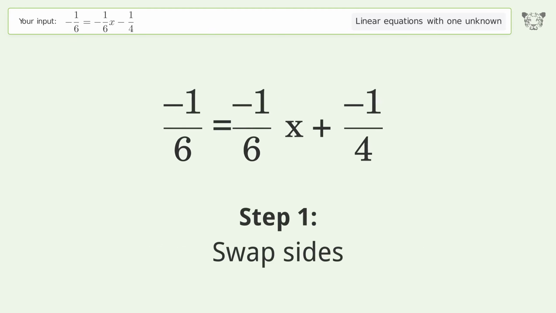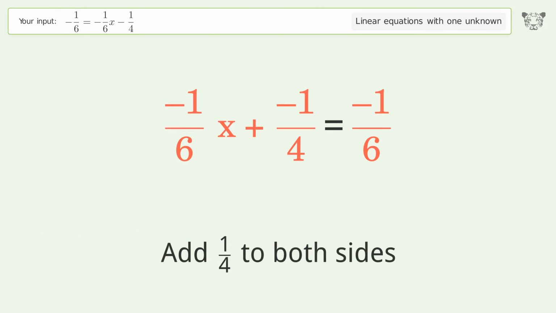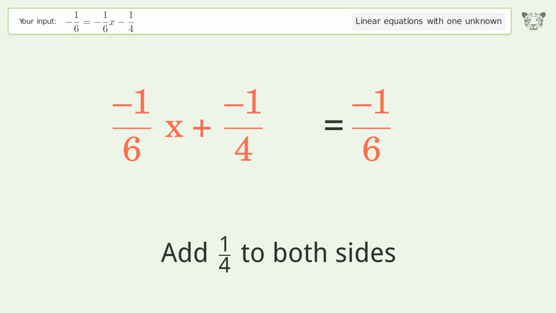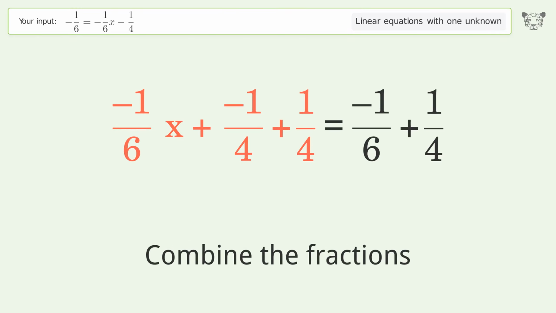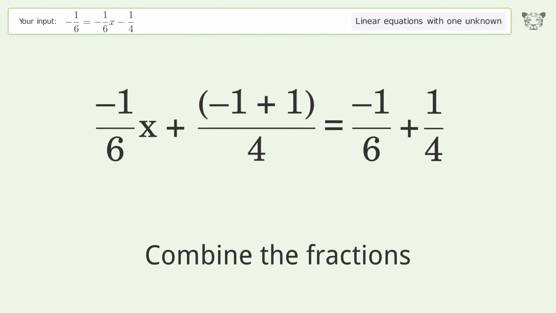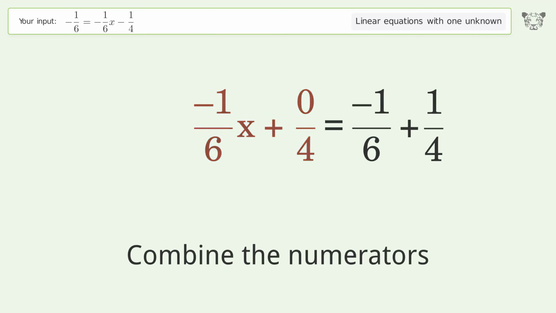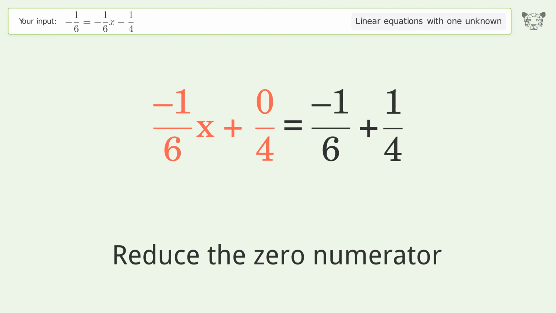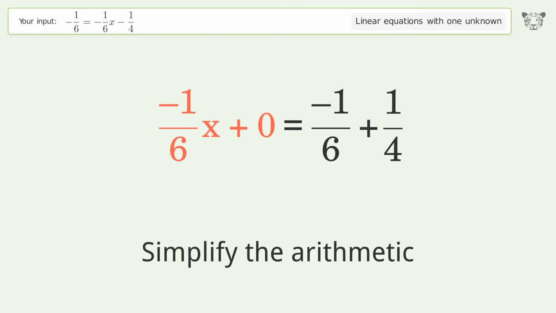Swap sides. Group all constants on the right side of the equation. Add 1/4 to both sides. Combine the fractions. Combine the numerators. Reduce the zero numerator. Simplify the arithmetic.